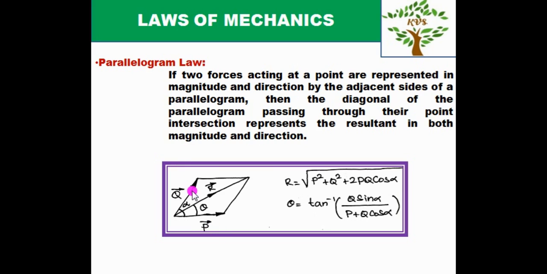Parallelogram law. This parallelogram law helps us to determine the resultant of two concurrent forces, which says that if two forces acting at a point are represented by the sides of a parallelogram, then the diagonal passing through the point of intersection represents the resultant both in magnitude and direction. The resultant of these two forces is given by this formula, and the angle between the resultant and the horizontal force is given by this formula, where alpha is the angle between the two forces and theta is the angle between the horizontal force and the resultant.